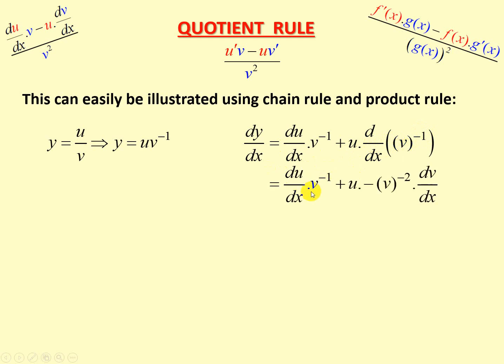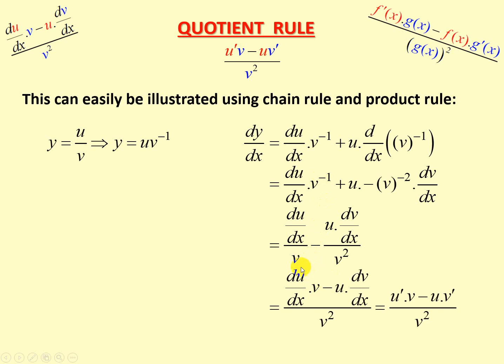So therefore, this stays the same. U times, now derivative of that, minus 1 multiplies down and subtract 1 off there. So minus v to the minus 2. But now we have to multiply by the derivative of the inside function v. And that gives us the slightly simpler form. All I've done is I've taken the negative exponents to the bottom. And putting over a common denominator, we get the quotient rule. There it is there.